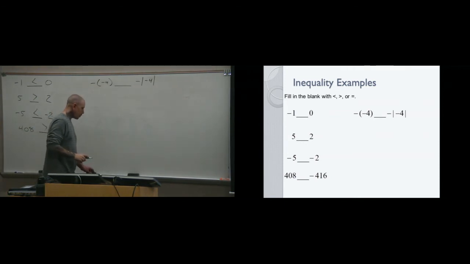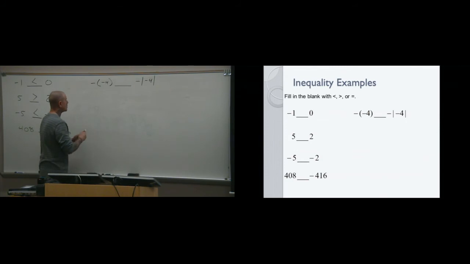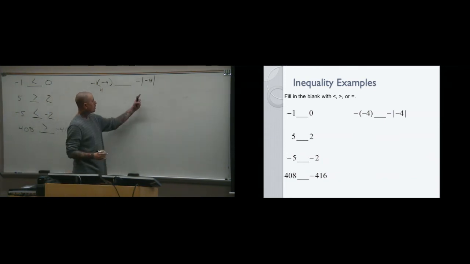What we have to remember here is that this negative on the outside of the parentheses means multiplied by -1. So -1 times -4 gives me what? A negative times a negative is positive, so that's a +4. Over here, we've got a negative sign on the outside of the absolute value, so what are we going to get here? Negative 4. So really what we're comparing is 4 and -4.